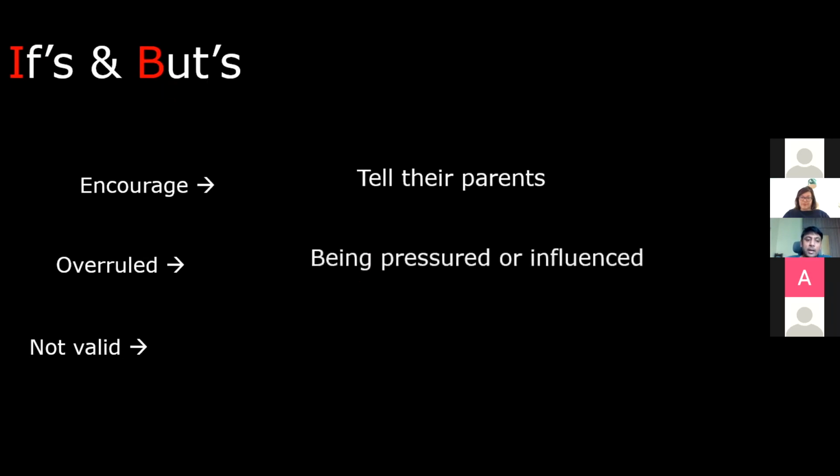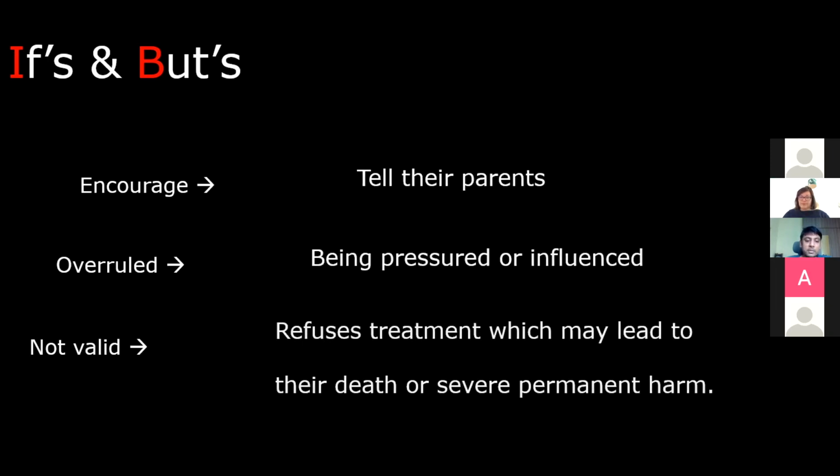For example, you should always encourage them to tell their parents about what's happening and what you are planning to do. And overall, if you feel that they are being pressurized or influenced, or if the consent is not valid, or if the child could end up having severe permanent harm, or if the illness could lead to death, then it does not apply.